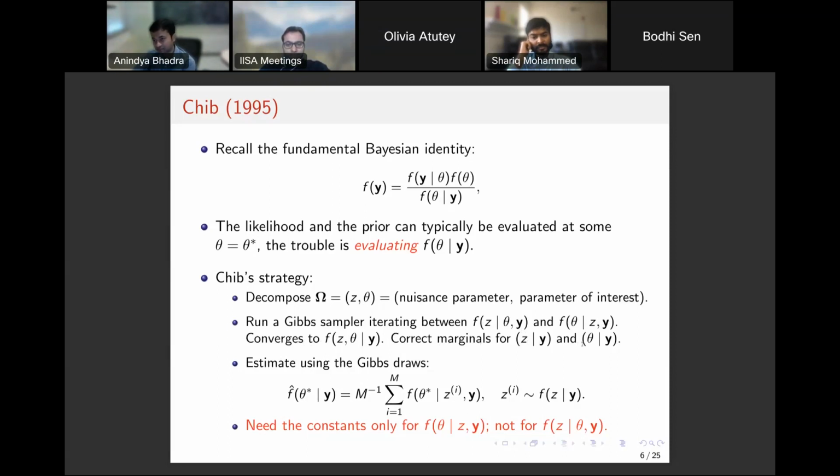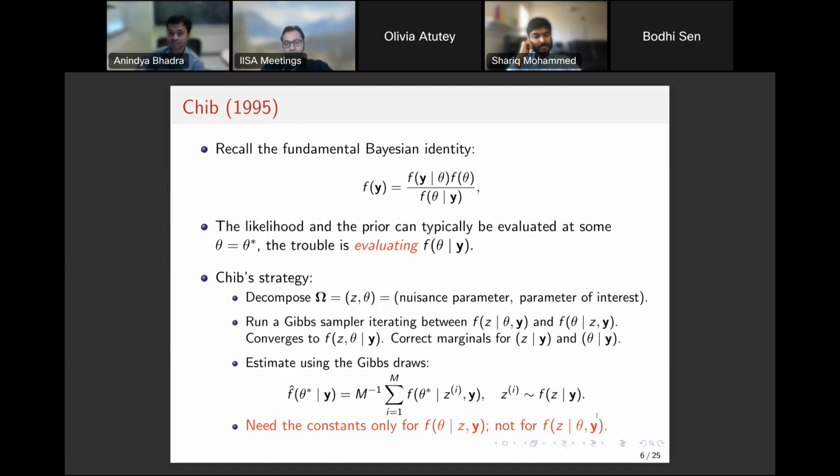And if it converges to a valid joint, it will also have correct marginals separately for z given y and theta given y. Then he estimates this f theta given y simply by Monte Carlo estimation of f theta given z comma y, where the ith sample of z is coming from the Gibbs sampler, because that's what the Gibbs sampler provides. So what's the benefit? The benefit is you need the constant for f theta given z, y, not the other part, z given theta, y.